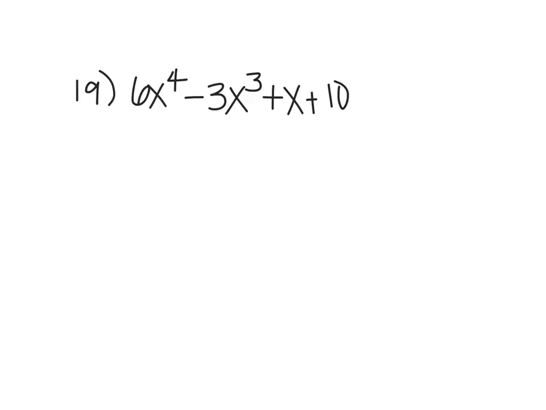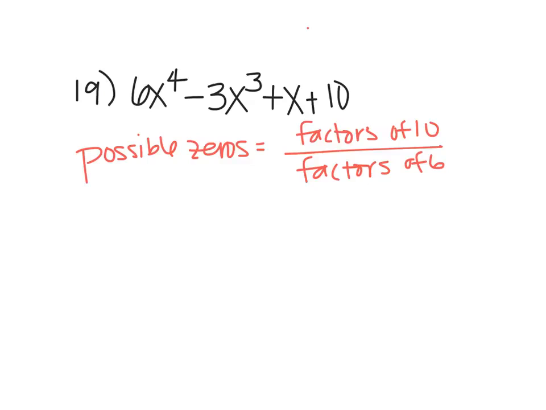So I told you guys that I would record a video going through what to do when you have a coefficient that's not 1. So to find our possible zeros, we need two things. We need our factors of 10 and we need our factors of 6. Let me go ahead and just highlight those so we're kind of a little bit different. So our factors of 10 are going to be blue. Our factors of 6 are going to be green.